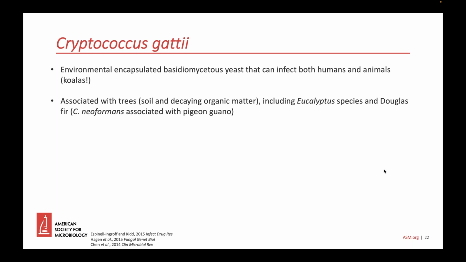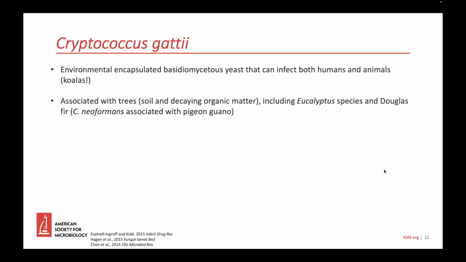And notably, I'm Australian, despite my accent might reveal that or not. Maybe I do sound Australian to you, but I always find it interesting that koalas seem particularly susceptible to Cryptococcus gattii. It's associated with trees, soil, decaying organic matter, including eucalyptus trees traditionally, and also Douglas fir. That was the source of the outbreak in Vancouver Island that occurred in 1999. But I think over 50 different species of trees have been associated with Cryptococcus gattii now.